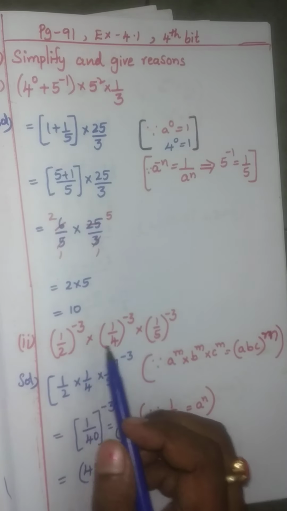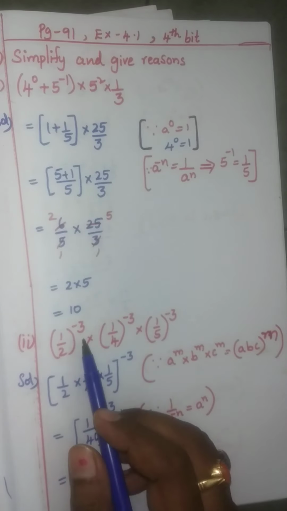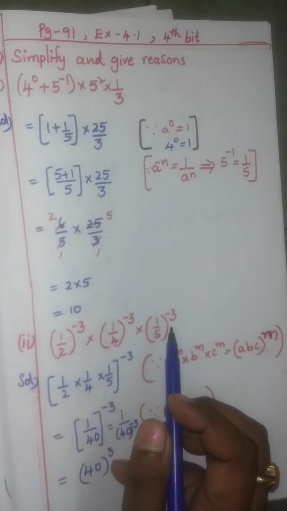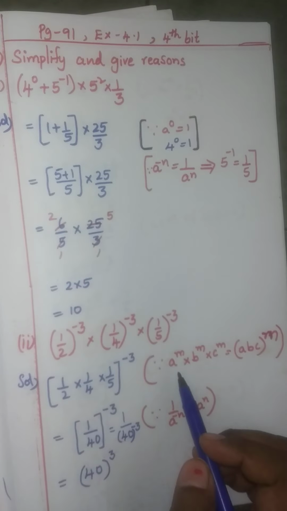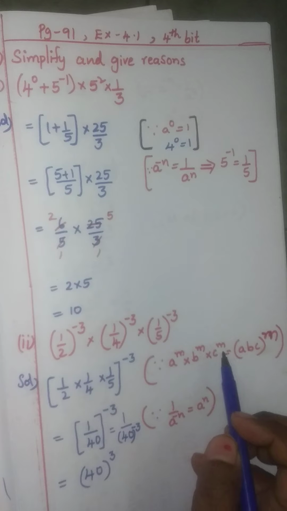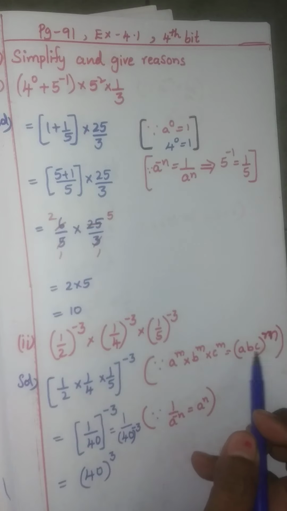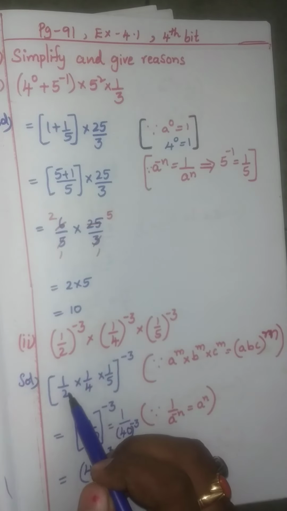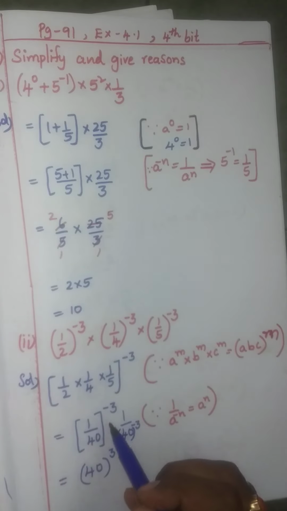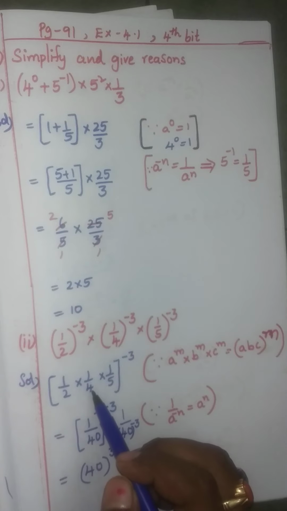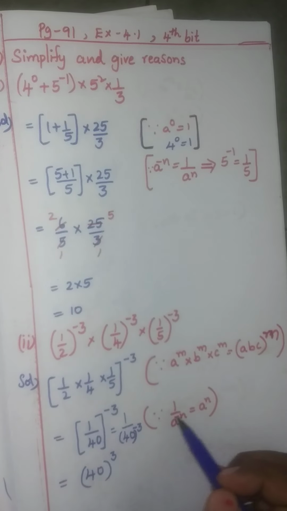1 by 2 whole power of minus 3 into 1 by 4 whole power of minus 3 into 1 by 5 whole power of minus 3. See, all the powers, minus 3, minus 3, minus 3, are same. But bases are different. So here, when bases are different and powers are same, the total product will have the same power. See, a, b, c will have the same power. Similarly, 1 by 2 into 1 by 4 into 1 by 5 totally will have the same power of minus 3. Now just you see 2 fours are 8, 8 fives are 40. 1 by 40 whole power of minus 3. It is just like a formula.